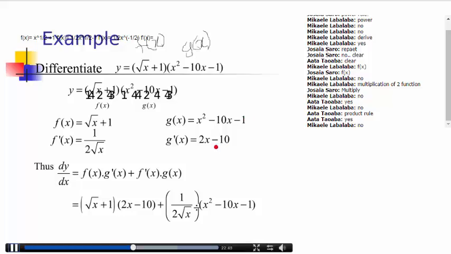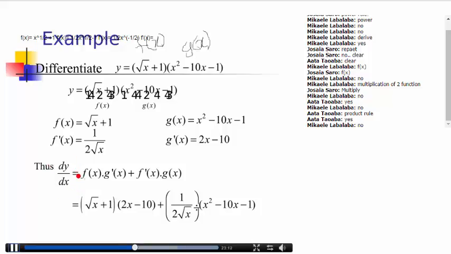Right? Now if I have to differentiate that, I will get 2x minus 10. Now I know f dash of x, g dash of x, fx and gx. I know everything that needs to be there for the formula. So I'm ready to substitute into the formula.